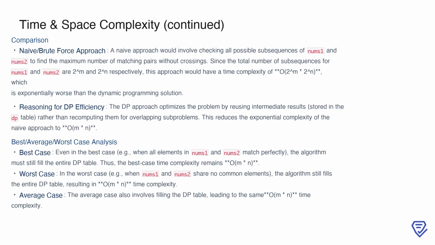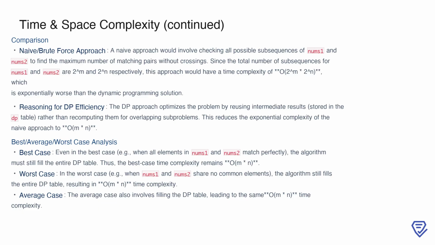To understand the efficiency of the dynamic programming solution, let's compare it to a naive or brute force approach. A brute force solution would involve examining all possible subsequences of nums1 and nums2 to determine the maximum number of matching pairs without crossings. Since there are 2^m subsequences for nums1 and 2^n for nums2, the total time complexity for this approach would be O(2^m * 2^n), which is exponential and highly inefficient. On the other hand, the dynamic programming approach avoids this exponential growth by reusing intermediate results stored in the DP table. By solving overlapping subproblems only once, the complexity is reduced to O(m*n).